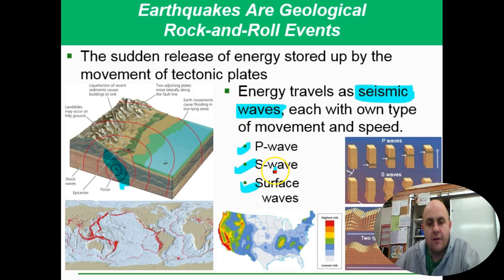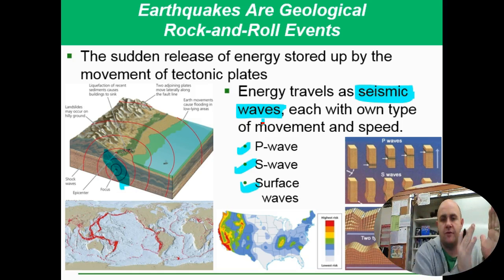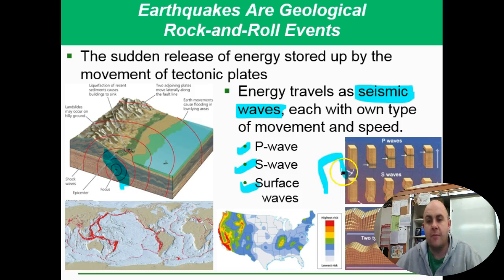S waves are secondary waves. They move a little slower. And last are surface waves. And surface waves are the actual ones that cause the damage in most situations. So P waves are compressional waves, and they actually smash and compress the Earth itself as the wave moves down. S waves actually snake up and down and up and down, and they cause this kind of motion as they work their way through things. And then the surface waves actually create a rolling motion, and that's what causes the damage.